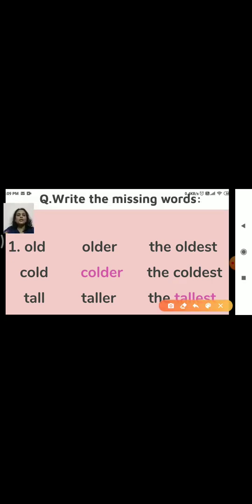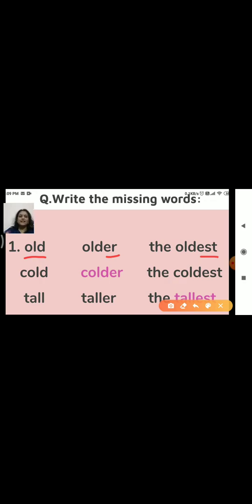So, old is the positive degree. Older, we have added ER here. So, it becomes the comparative. And then EST, it has become the superlative degree.